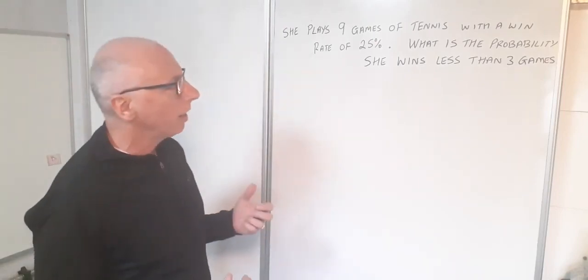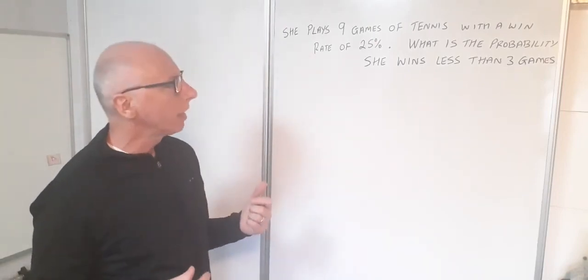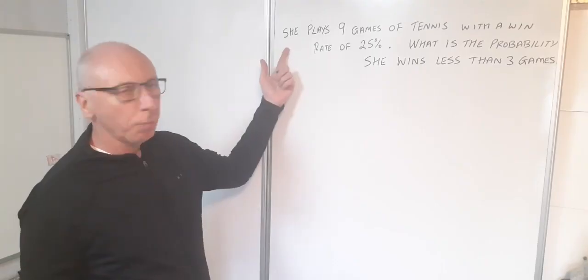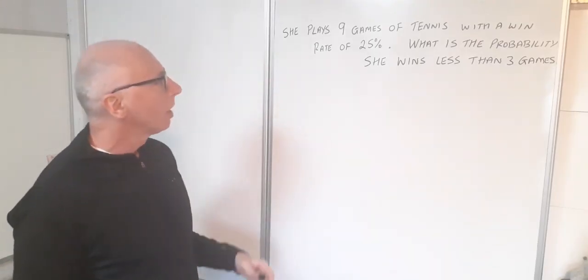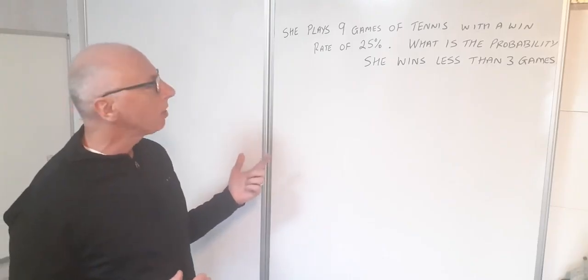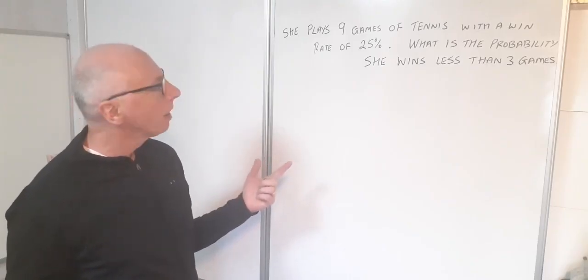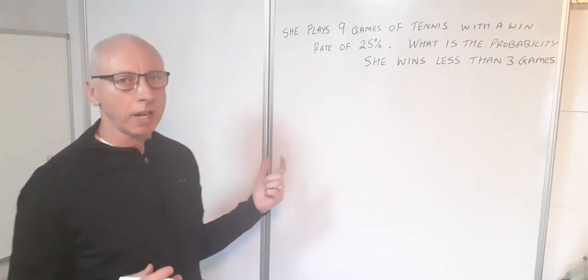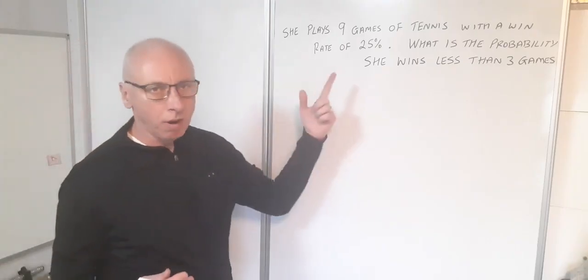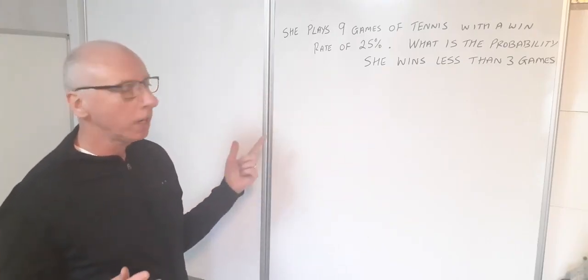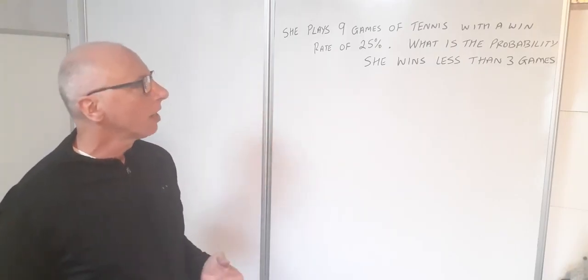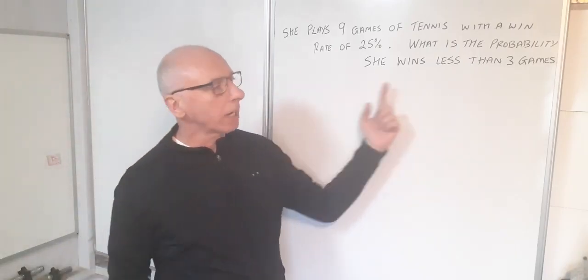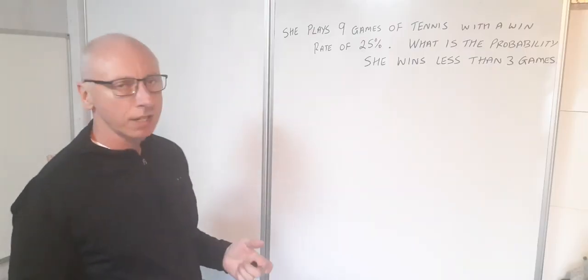So in this question here, we want to work out the probability that this girl who plays tennis can win less than 3 games. Now, what's happening is she's going to play 9 games of tennis, and her previous win rate, to help us with our analysis of what she's going to do in these 9 games, is 25%. So with that information, we want to calculate the probability she wins less than 3.